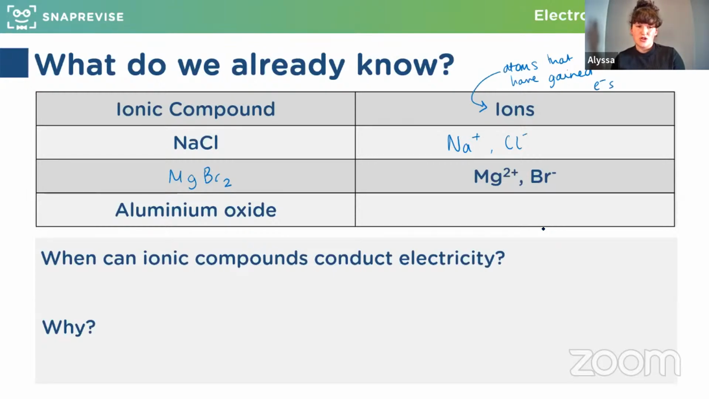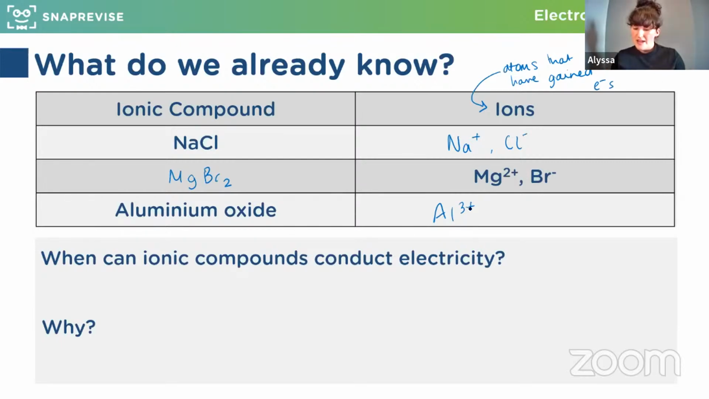Don't forget to put the charges in, but yes, Maya, that looks great. Al3+, so aluminium with 3 positives, because it's got 3 electrons in its outer shell. It's in group 3, so when it becomes an ion, it loses all 3 of those electrons to become Al3+.